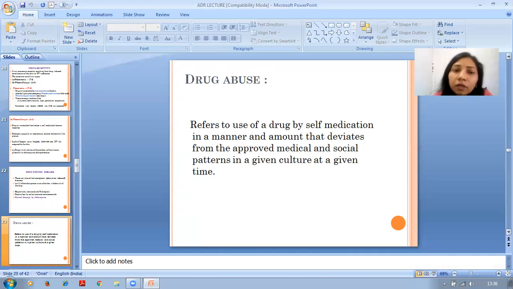So many drugs can be abused, not necessarily opioids or others. Many drugs can be abused, like analgesics or antibiotics. They can also be abused.